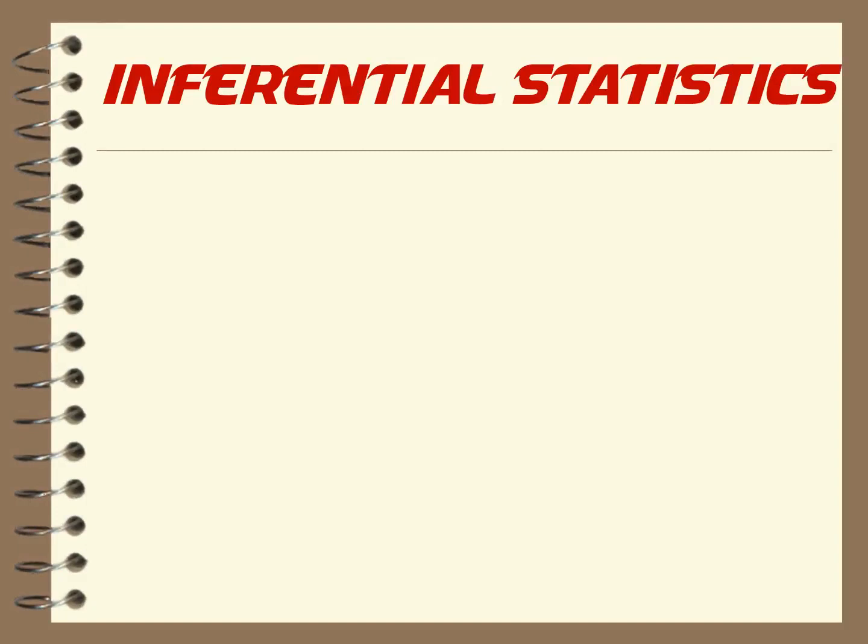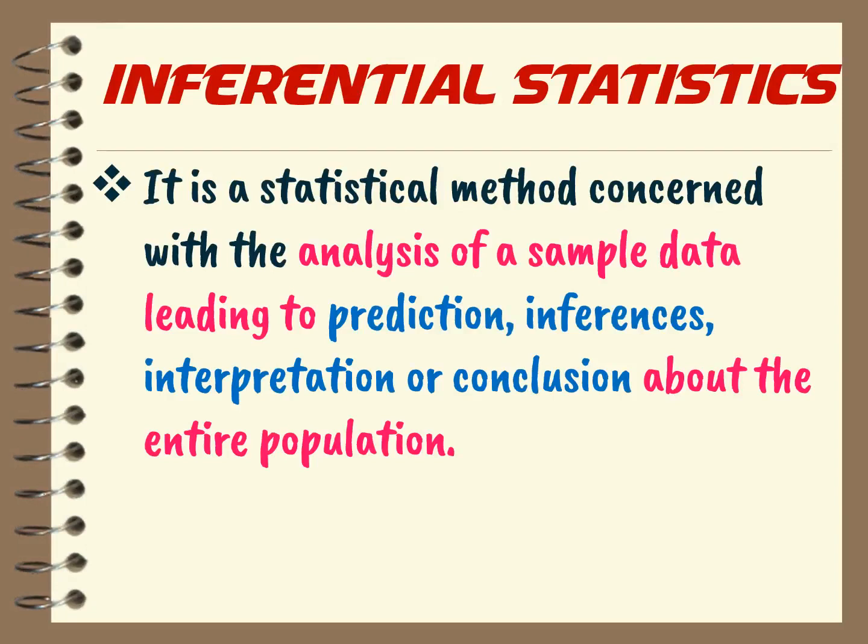The second major classification of statistics is inferential statistics. This one is concerned with the analysis of sample data leading to a prediction, inference, interpretation, or conclusion about the entire population. So here, it involves drawing a conclusion or decision about the population based on random samples. We only get a sample and then we make a conclusion on that sample, which is the representative of the entire population.